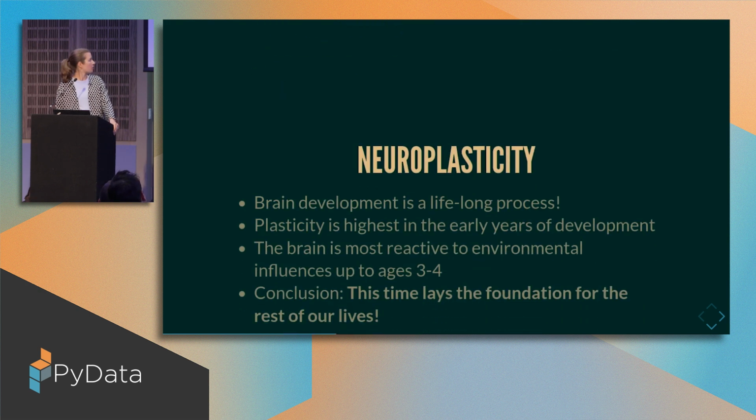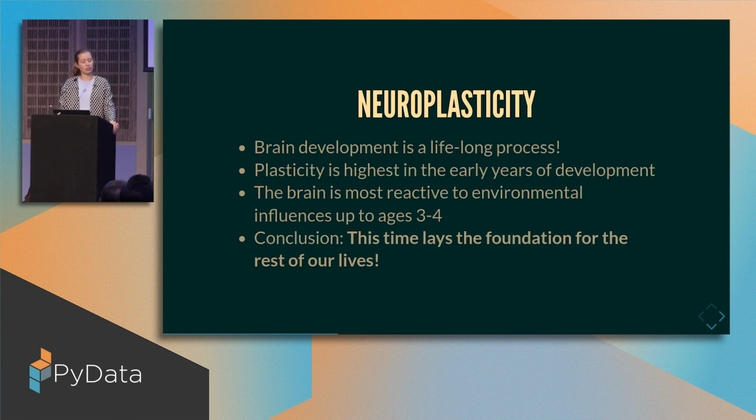One of the most important terms regarding brain development is neuroplasticity. So in some species, brains are mature at birth, but this is not the case for humans. The human brain matures over many, many years. And this means that as the brain develops, it can be influenced by our interactions with the environment.